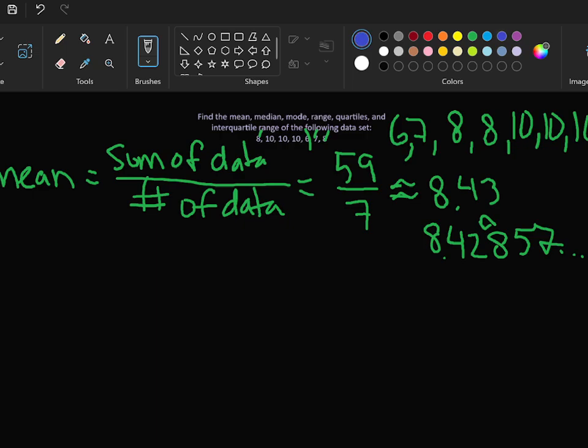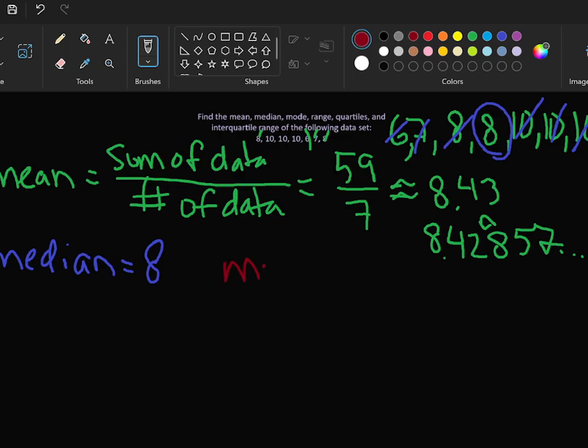Then we can find our median by, again, doing our cross-off thing to find the middle. So 6, 10, 7, 10, 8, 10. And now this time we are left with one value in the middle because we had an odd number of data values in our data set. When you have an even number, you'll have to add and divide by 2. When you have an odd number of data values, you'll have a middle value.